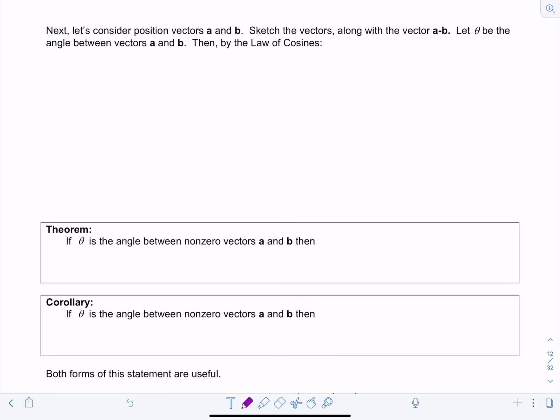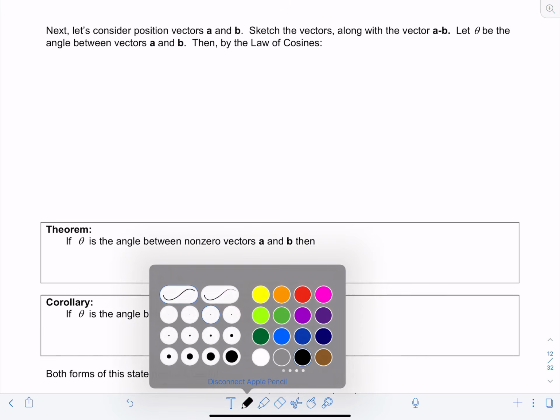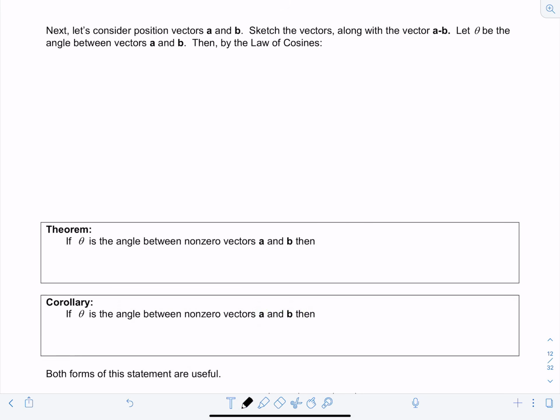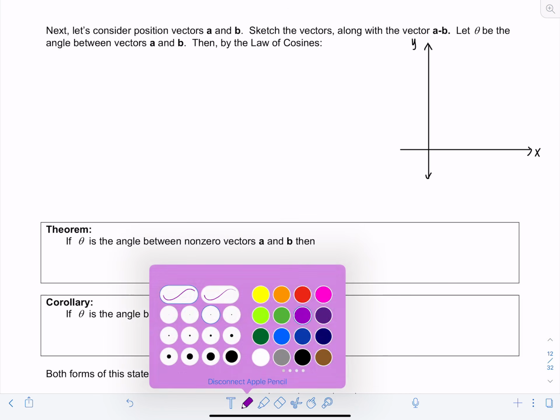So what I want you to do is consider two position vectors A and B. We're going to sketch them along with the vector A minus B, and we're going to call theta the angle between the two vectors A and B. Okay, so I'm just going to draw them in the first quadrant. They're position vectors. Theta is the angle between them. I'll just draw them in two space.